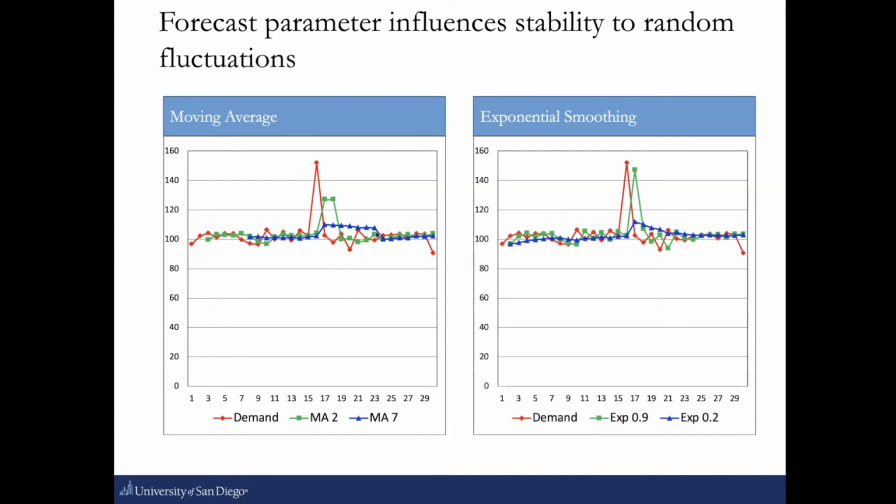Similarly, for the exponential smoothing, we get a similar observation here. In this case, MA with n equal to 7 and alpha equal to 0.2 for the exponential smoothing are better because they are more stable. They are less responsive to changes in the demand.